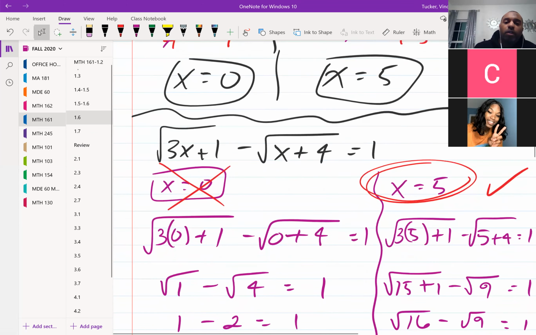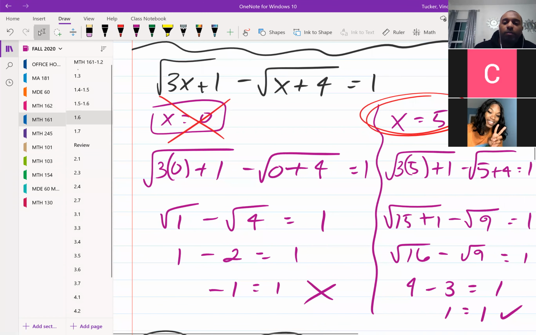Okay. So right here is just to check. Remember I said we need to check both of our solutions, make sure that both of them work or find out whether one of them does not. And so we see here that 5 works for us and 0 does not.